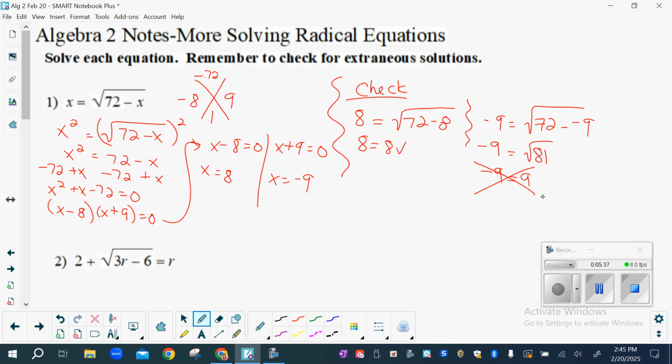So we are plugging in the negative 9 and it did not work. So we cross out the negative 9 and our answer is x equals 8. It turns out this is an extraneous solution. You don't have to write the word extraneous, but I'm just explaining that's where that word comes from. So your answer is just 8.